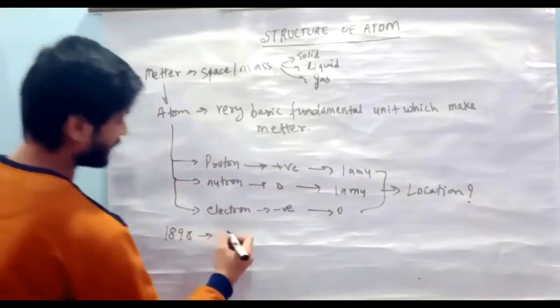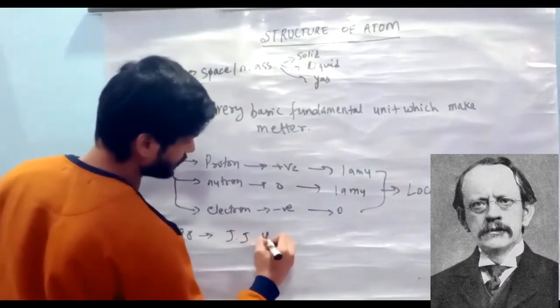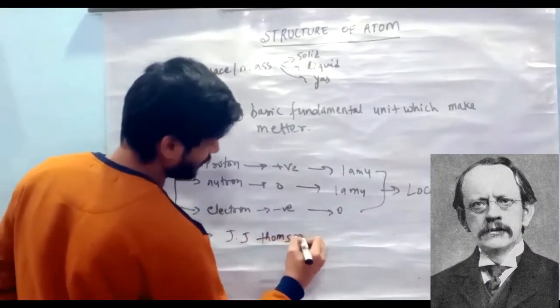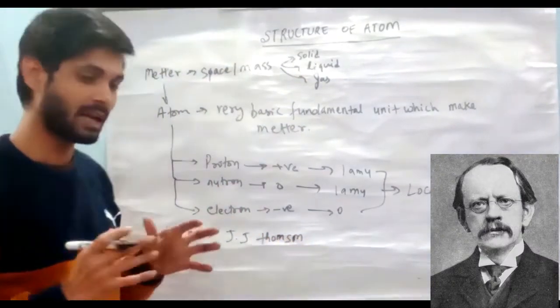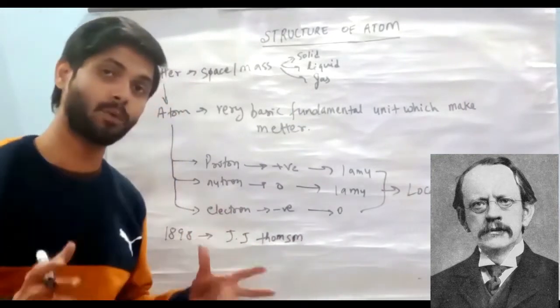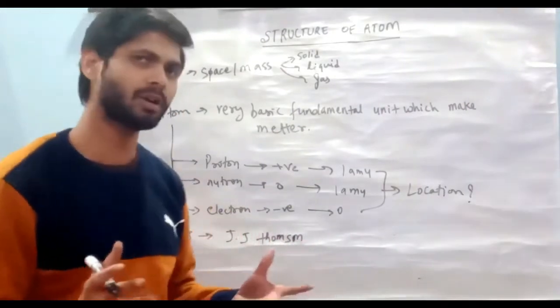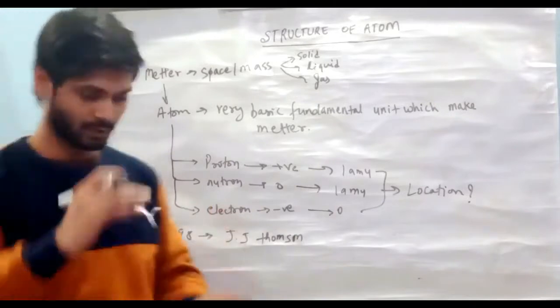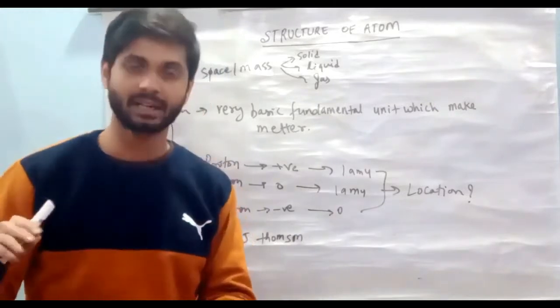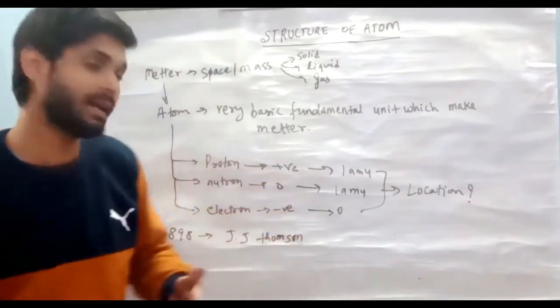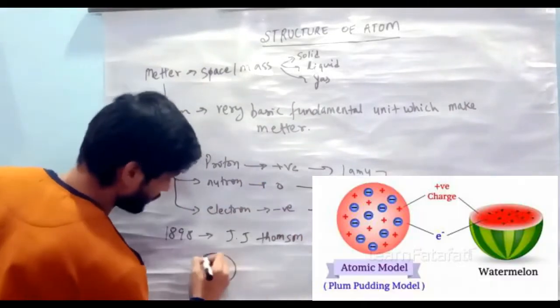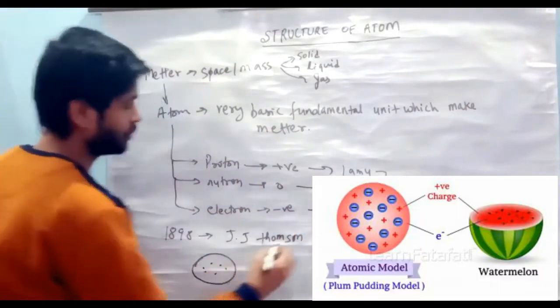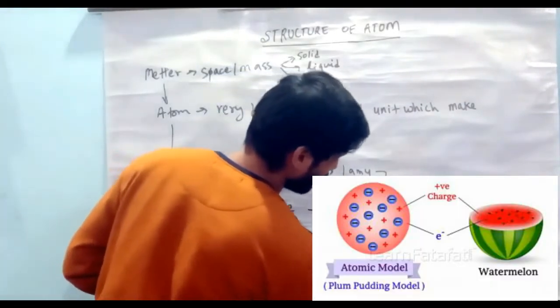There was a scientist whose name is J.J. Thomson. He proposed a model of atom which looks like a plum pudding, or I can say a watermelon. Take a watermelon, cut it from the center and look at the cut portion. It will look like this. So he gave the name plum pudding model of atom.